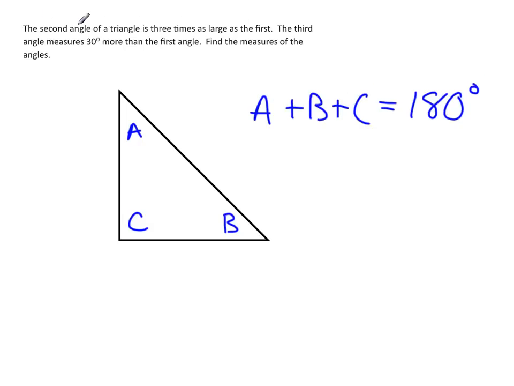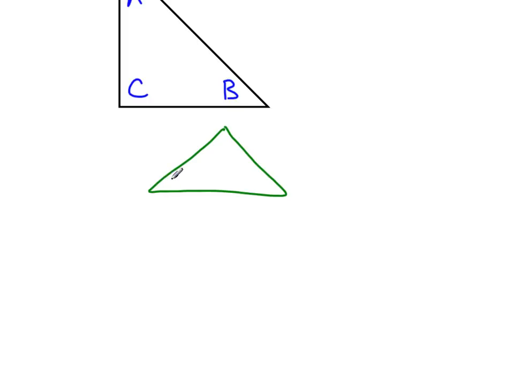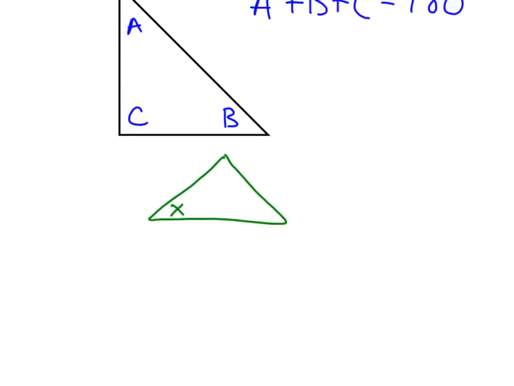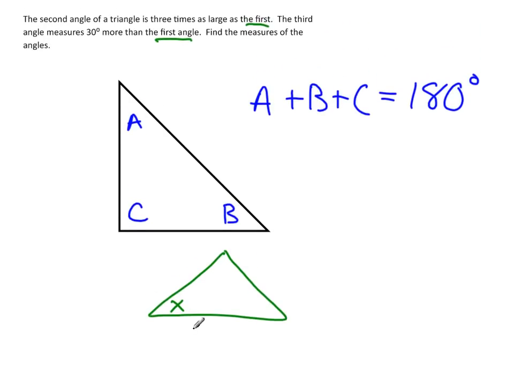It says the second angle of the triangle is, nice word, 3 times as large as the first. The third angle measures 30 degrees more than the first angle. Oh, there's that similar thing, very similar to how Jenny gets. They keep comparing it to the first angle. They never told me what the first angle is. So here, I'll draw another triangle. I'm going to say my first angle is X, because I don't know what it is. We'll just say it's X.